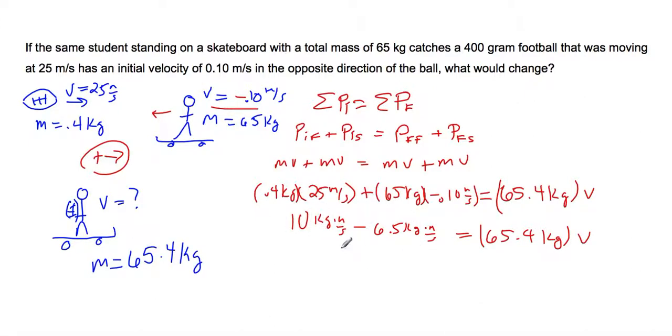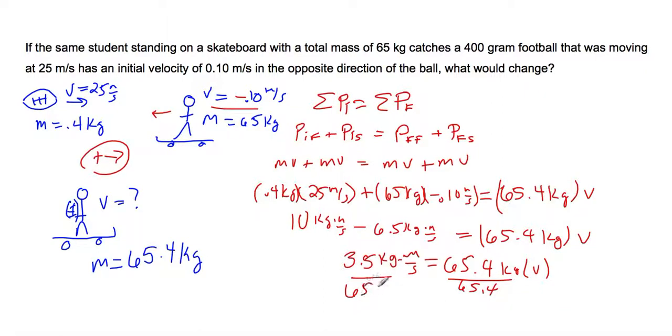So now when I take these two things and subtract, I get 3.5 kilograms times meters per second is equal to 65.4 kilograms times v. And then when I divide each side by 65.4, my velocity is going to equal a positive 0.054 meters per second, which basically means that this football is able to hit the person on the skateboard and they end up moving backwards a little bit. So at a relatively small speed, it's 5 centimeters per second, which is a pretty small speed.